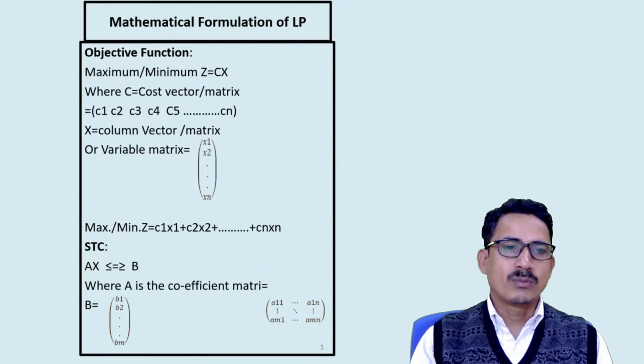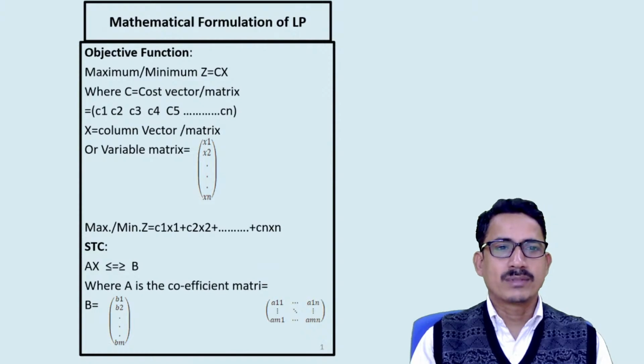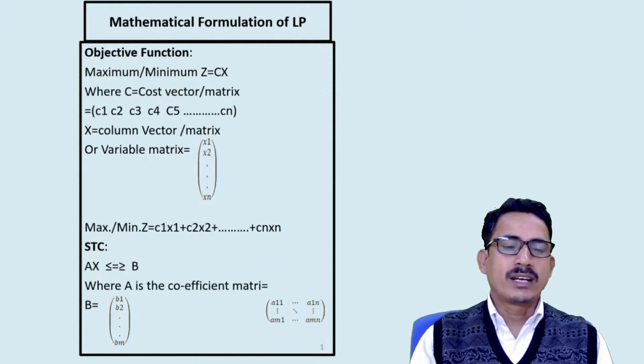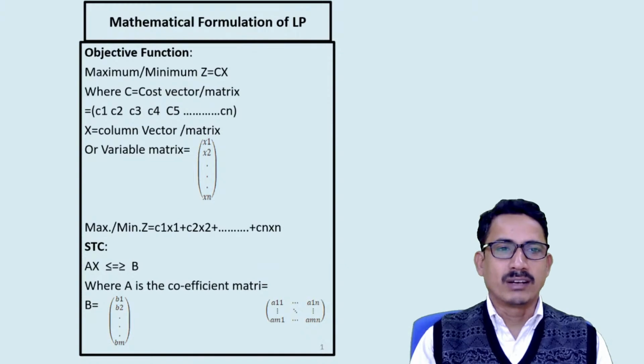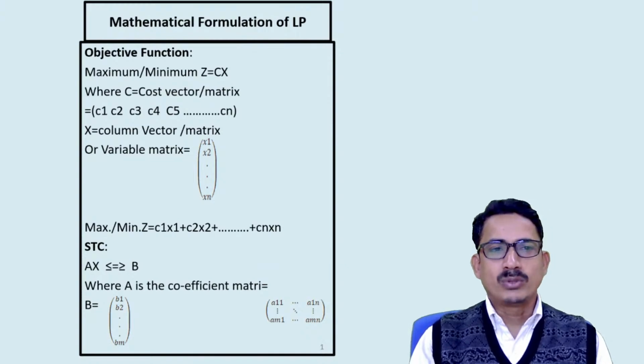C is a row matrix. Row matrix means a single row with more columns. X is the column matrix, more rows with a single column. If you multiply these two, you know how to do matrix multiplication from your previous study.